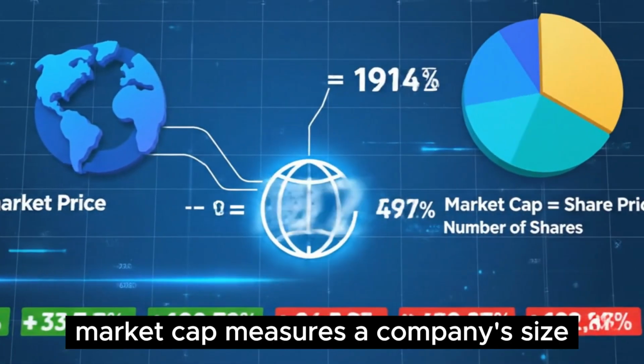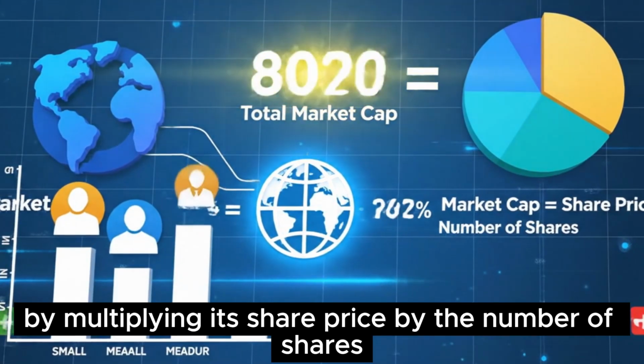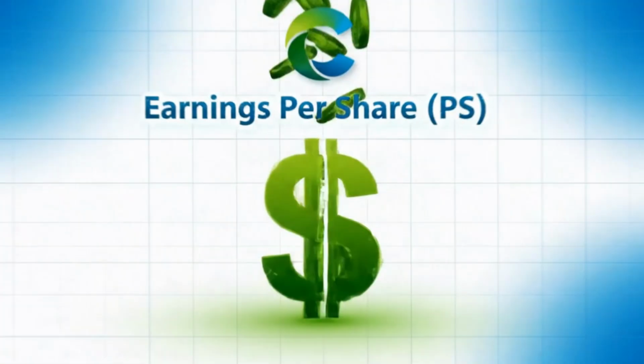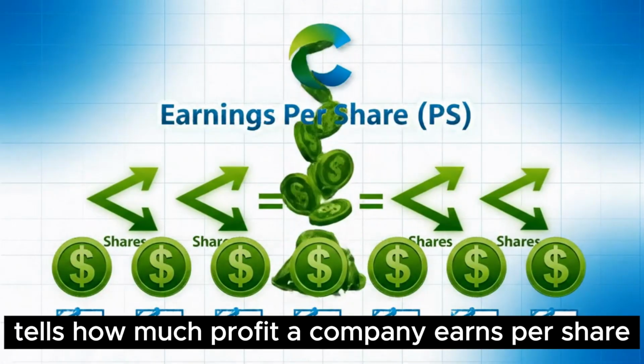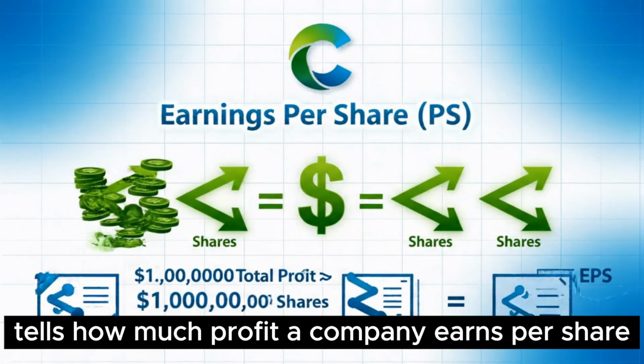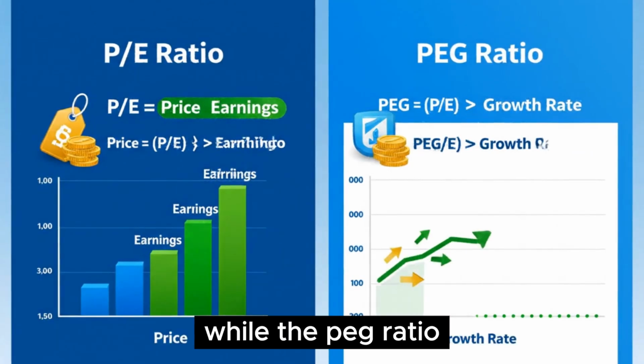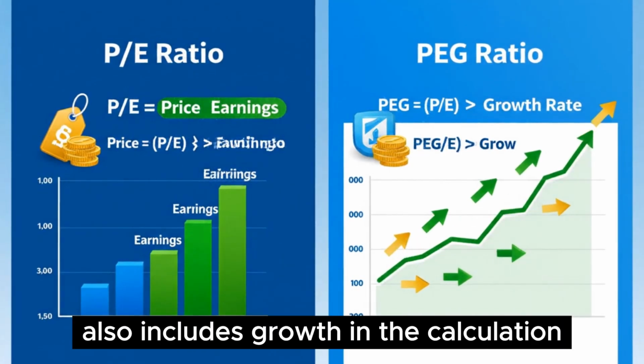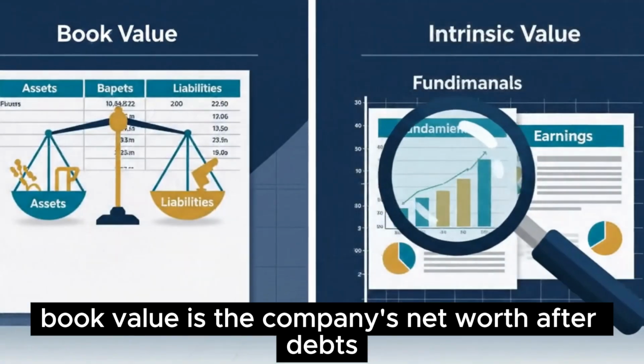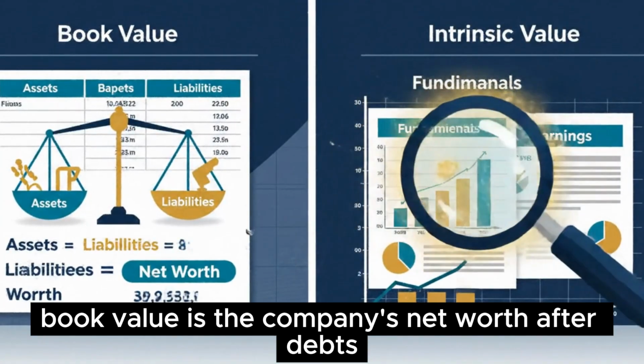Market cap measures a company's size by multiplying its share price by the number of shares. Earnings per share tells how much profit a company earns per share. The P/E ratio compares stock price to earnings, while the P/E-G ratio also includes growth in the calculation. Book value is the company's net worth after debts.